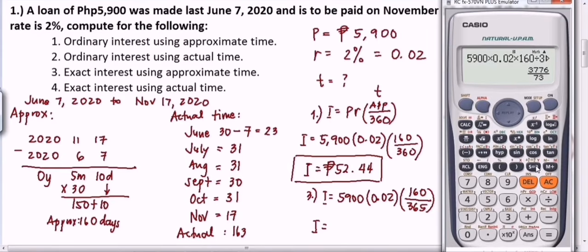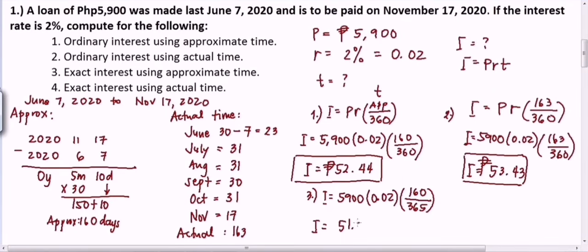So, yun ang kaibahan nila guys. Si ordinary interest over 360. Sa exact interest over 365. So, the answer is 51.73 na yan. Okay? So, 51.73. Okay? So, that is the answer in number 3. Okay? Last number, number 4. So, exact interest pa rin.